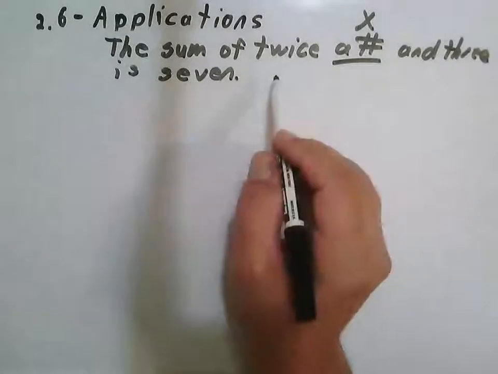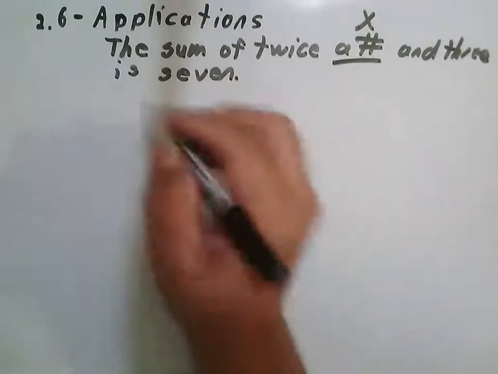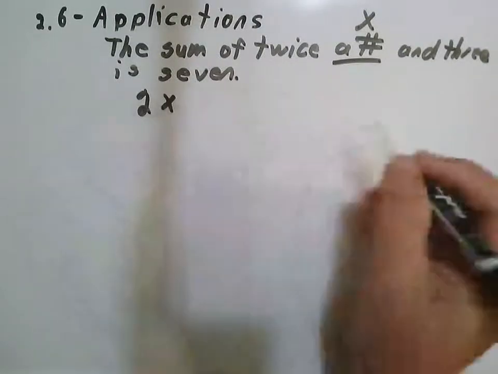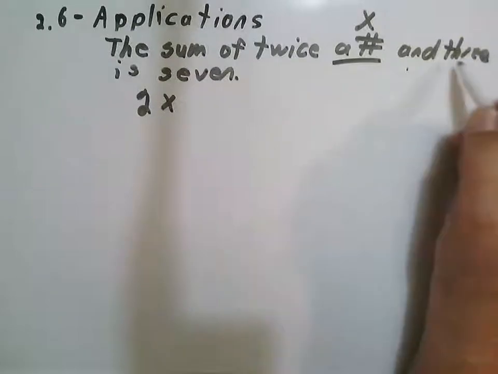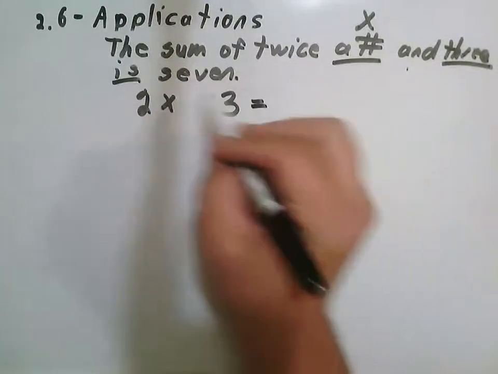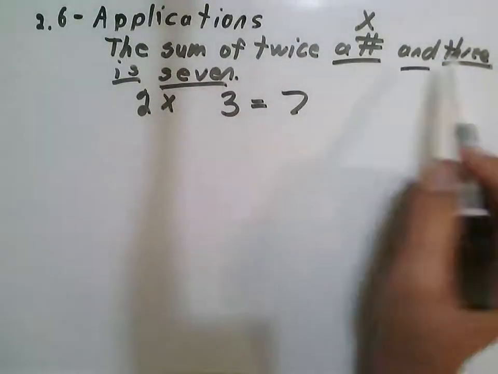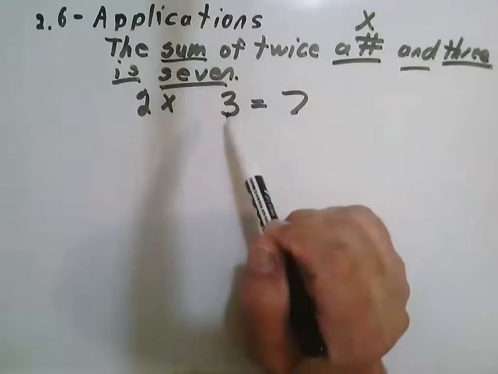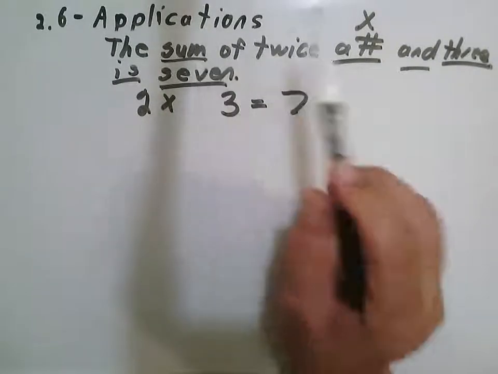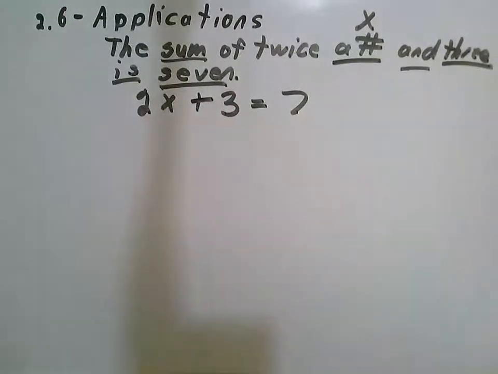It says the sum of twice x, or twice a number, which is 2x. So 2x is my first term. Then it says and 3, so my 3 is my next number. Then there's my equal sign, and 7 is my last number. Anytime I see an and, it's going to tell you the sum, the product, the quotient, or the difference. Generally in my class, it's always going to be the sum or the difference. For the sum, that is where you put your plus sign.